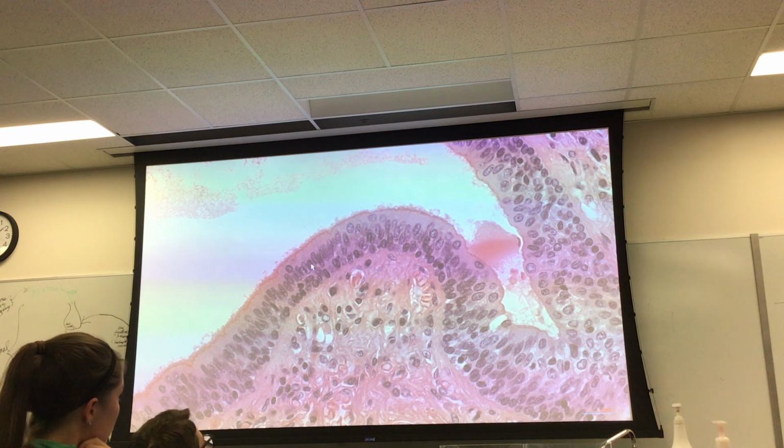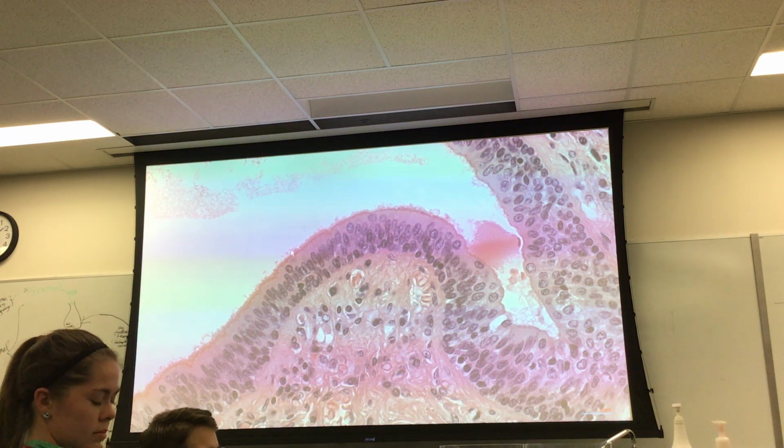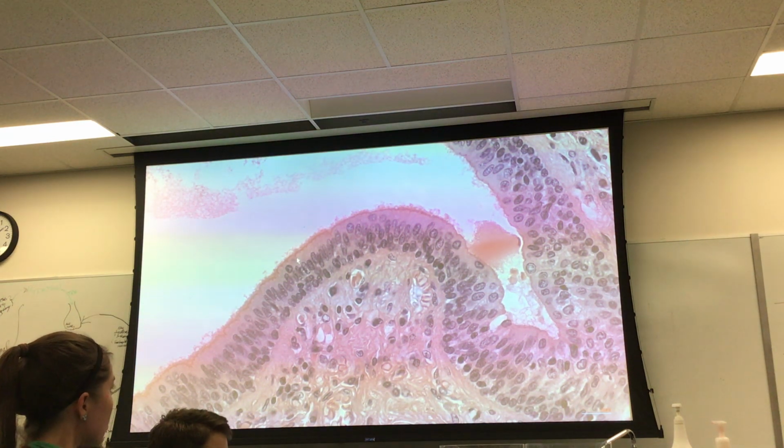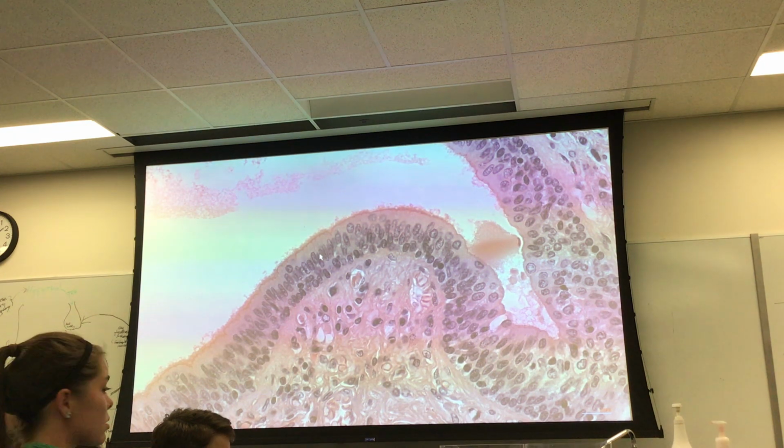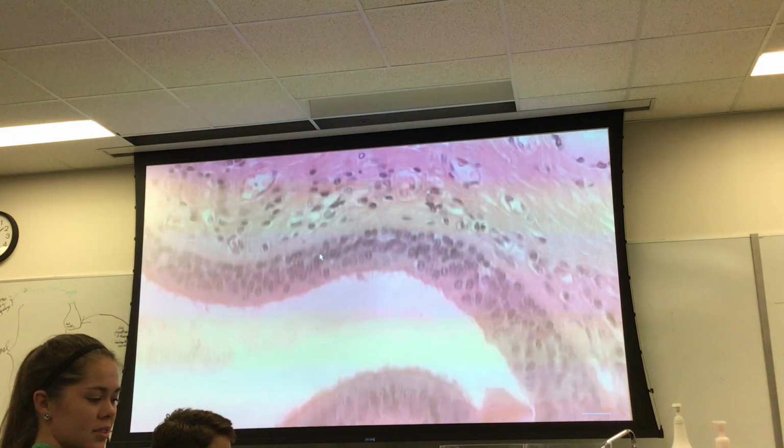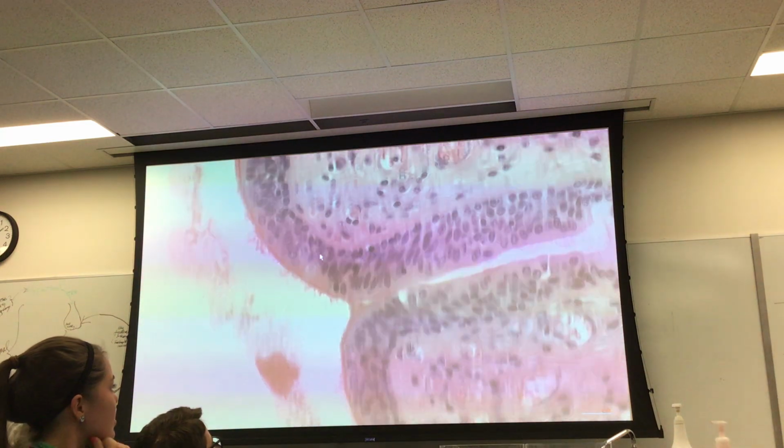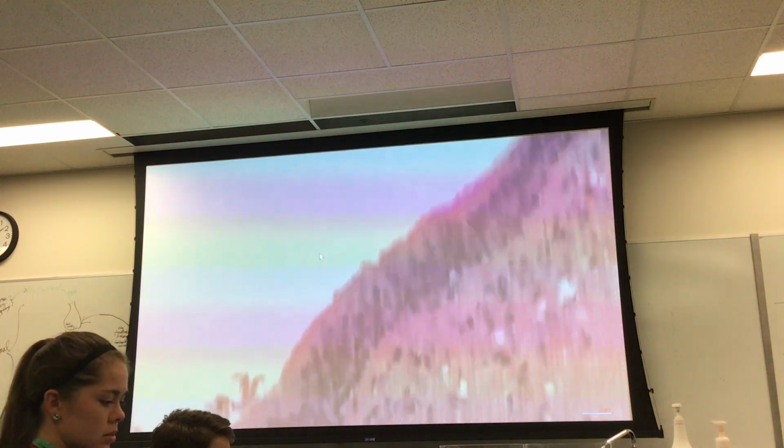They're not really ciliated, that's just debris. Sorry, I can't control this stuff. Maybe I could have gotten an area where it wasn't.